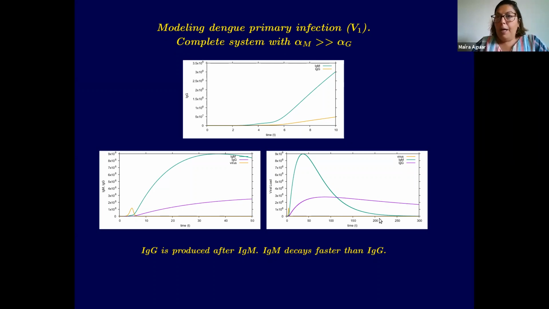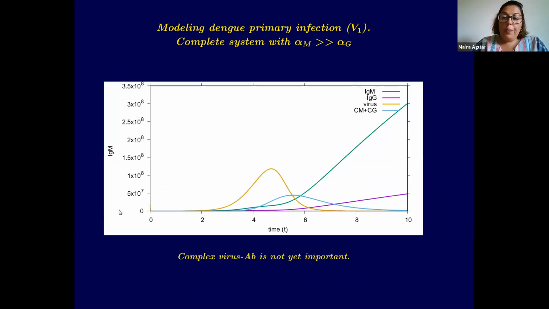And this is a very interesting scenario, that we could describe very well what is known and what is available in the empirical immunological literature. We do not have data for that yet, but qualitatively, the results are really promising. So for the primary infection, we can plot all together. We have the free virus here. We have the IgM in green. We have the IgG in purple. And we have the complexes in blue.